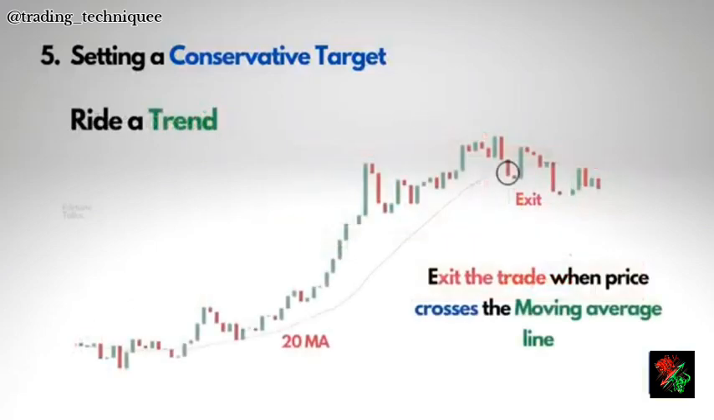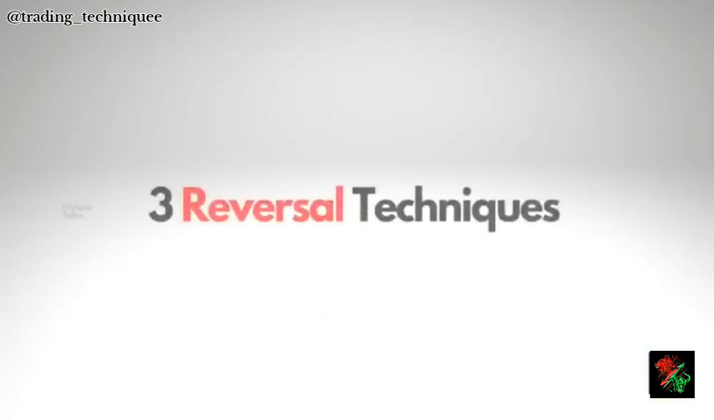And on the other hand, if you want to ride a trend, then you can trail your stop loss as the market moves in your favor. For example, you can trail your stop loss using a 20 moving average. Now that we have understood how to approach a reversal trade, I'm going to share with you 3 techniques which can help you identify reversal trades in the market.